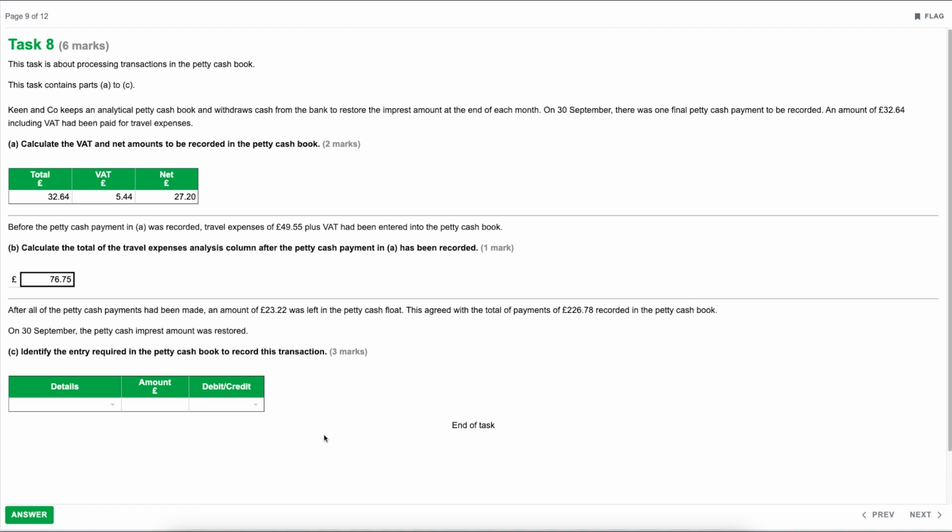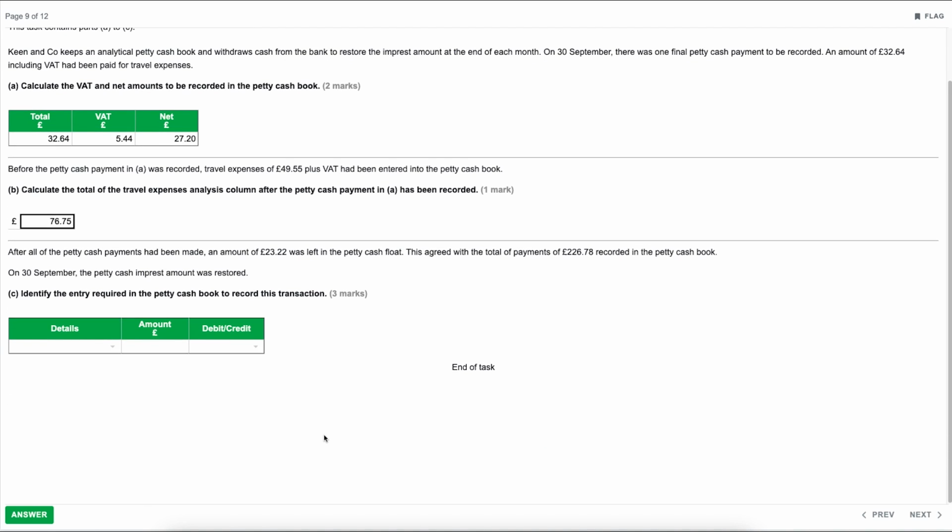Okay, so moving on to the last part of the question then. After all of the petty cash payments had been made, an amount of £23.22 was left in the petty cash float. This agreed with the total of payments of £226.78 recorded in the petty cash book. On the 30th of September, the petty cash imprest amount was restored. Part C, identify the entry required in the petty cash book to record this transaction. So on the face of it, this may seem like there's quite a lot to digest. However, actually, it's fairly straightforward, so definitely nothing to panic about.